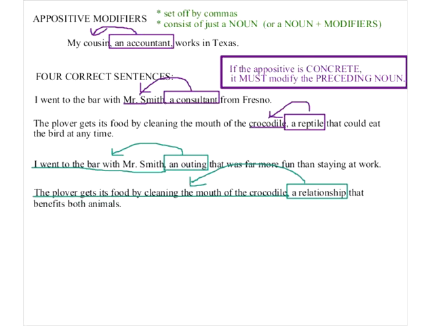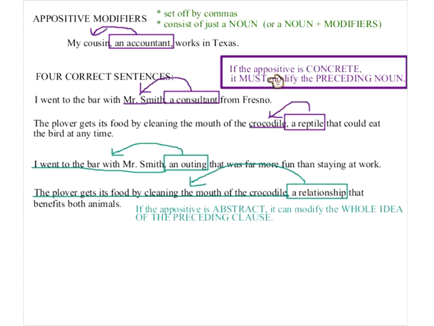So if the appositive is abstract, it can modify the whole idea of the preceding clause. The whole idea, everything, all of it. Notice I said can, I did not say must.